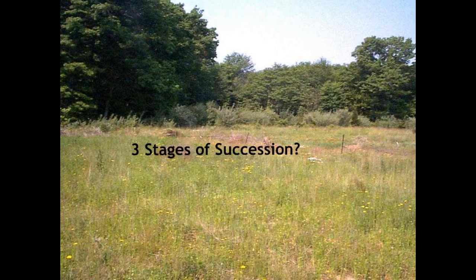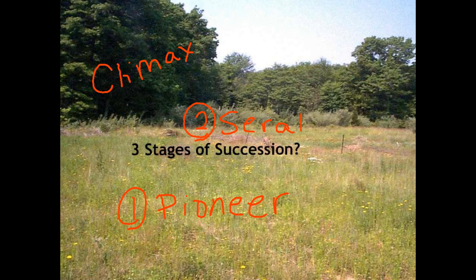Can you identify the 3 stages of succession? Here in the front of the picture, we have pioneer species. In the center in the back region, we have what we would call a cereal community. And in the very back to the left would be what we would term the climax community. So the 3 stages: pioneer stage 1, cereal stage 2, and climax community stage 3.